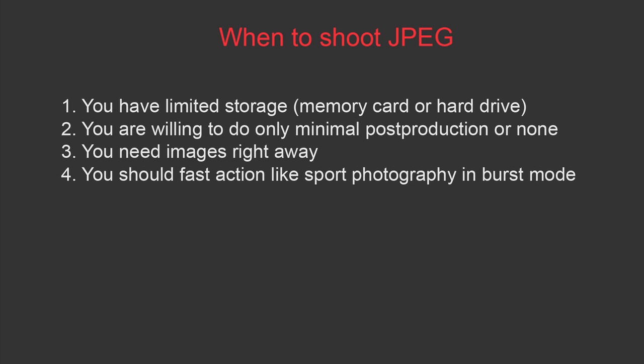Also, when you shoot fast action like sport, for example, and you have your camera in a burst mode where you take frame by frame really fast, the JPEG would process faster. But modern cameras, more expensive high-end cameras, can handle RAWs pretty well in the burst mode. Also, there are faster memory cards which handle RAW better.